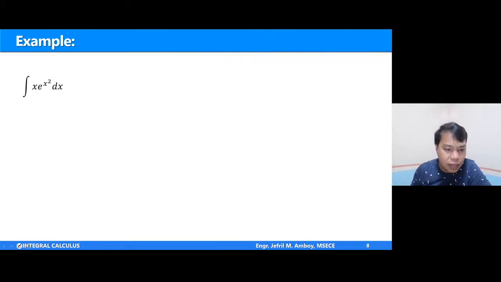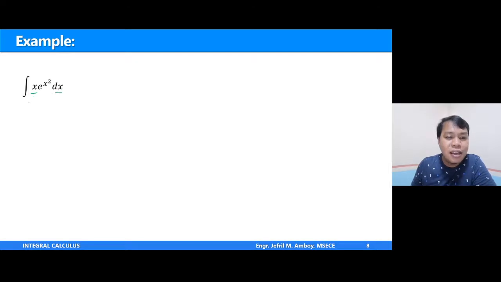Ayan, e to the x squared. Diyos ko po, exponent na exponent pa uli. Nakakaloka ito. Actually, madali lang din yan. Madali lang, no? Alin kaya ang gagawin nating u dyan? X times e to the x squared. Oh, may x dx dito.